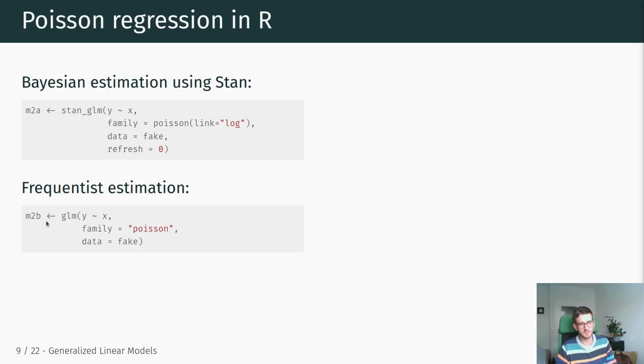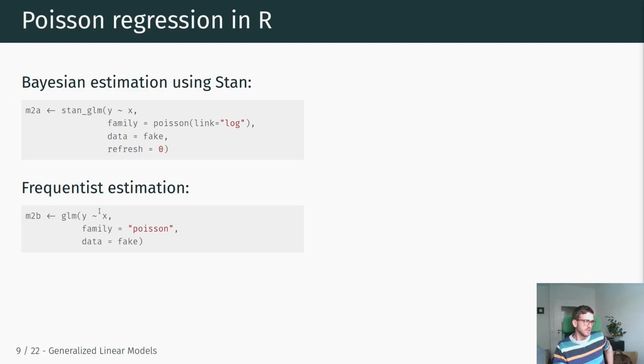Okay, we can also do this without Stan. We can do this using the basic glm command. The command is fairly similar. We have our model formula. We have our family equals poisson. Here we don't need to specify the link function. It automatically knows that if we have a Poisson regression, then the linear predictor is passed through the exponent, essentially.